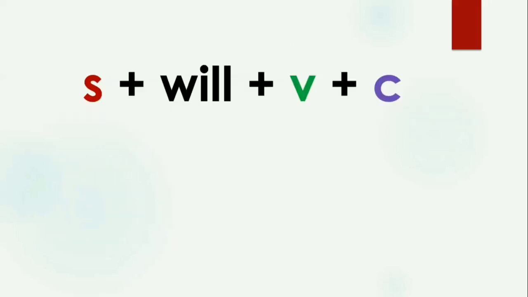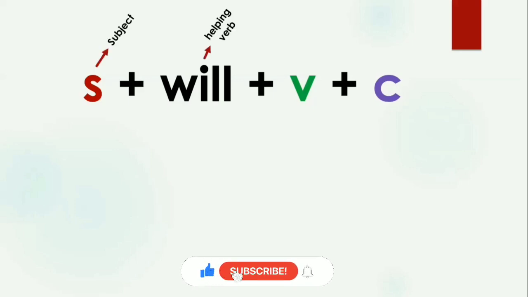This is the structure of future tense with will. S stands for subject. Will, you know it is a helping verb. It helps us to make the future tense. V stands for verb. And C stands for complement.